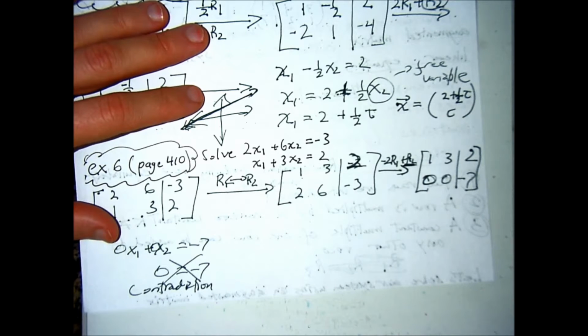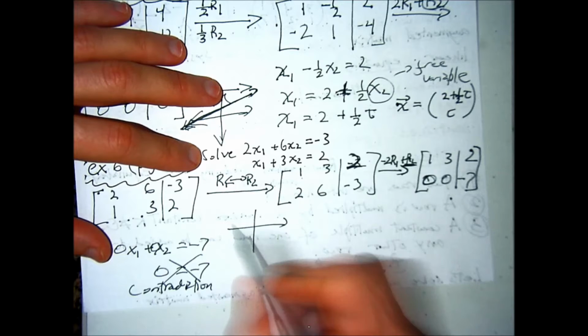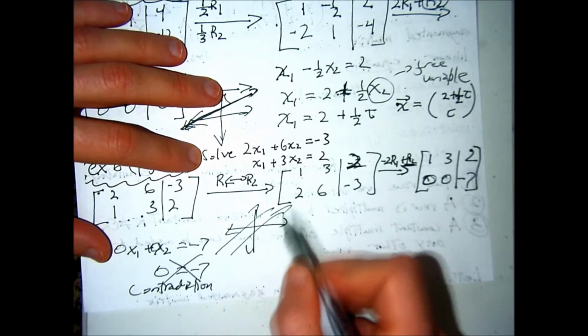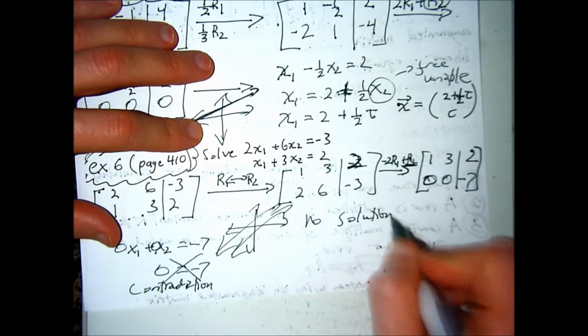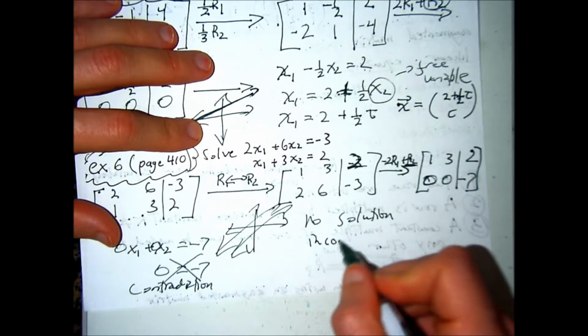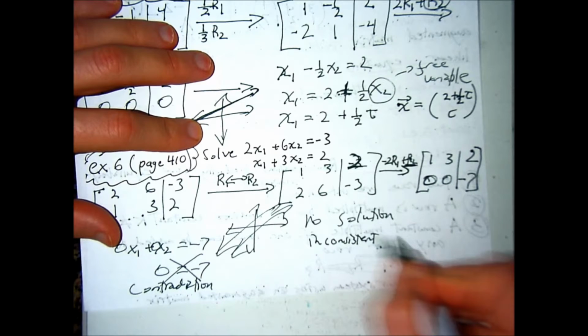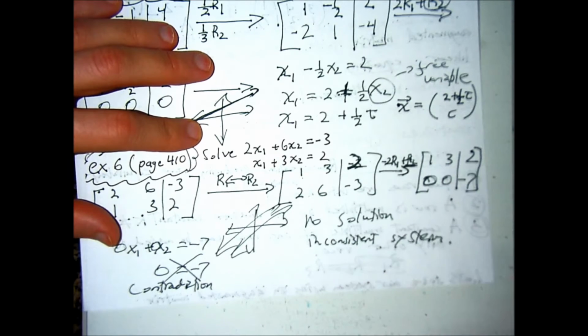Not possible, right? So whenever you get something like that, that means for these two lines, there is no solution. These two lines are parallel. That's the other case that we talked about. So I would say no solution, or you would call this an inconsistent system. All right.